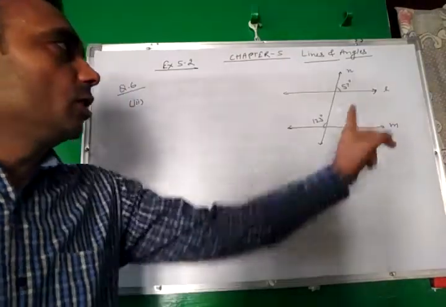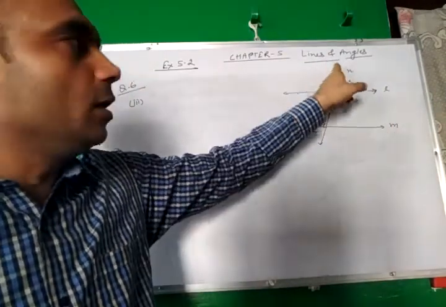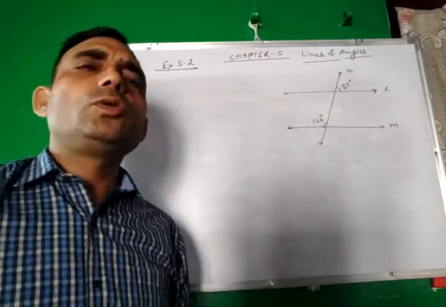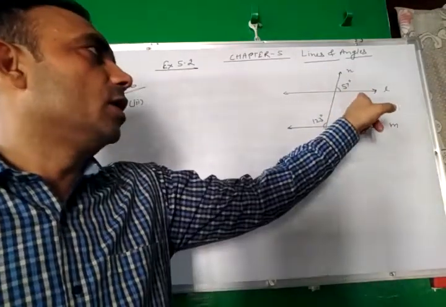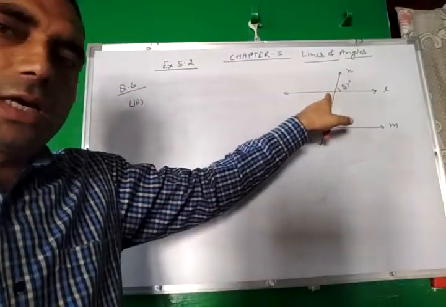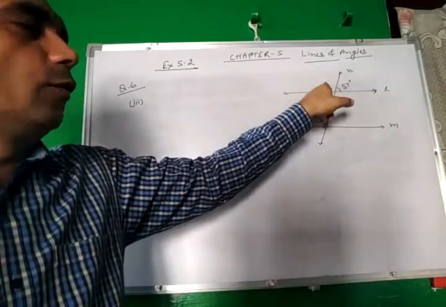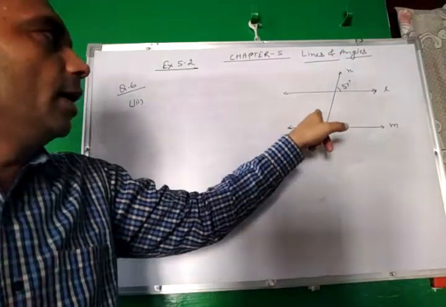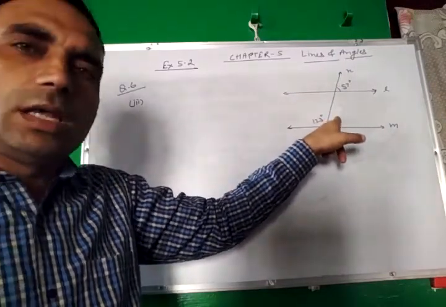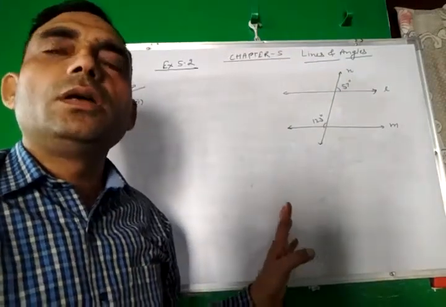Now in part number 3, it is given this is L, this is M, this is the transversal, and this angle is 57 and this is 123. There are many methods to check whether L is parallel to M or not. Either we first find this angle by vertically opposite angles and then the sum of co-interior angles, or we find this angle by linear pair and compare these two angles. Which one is easier, you may use.